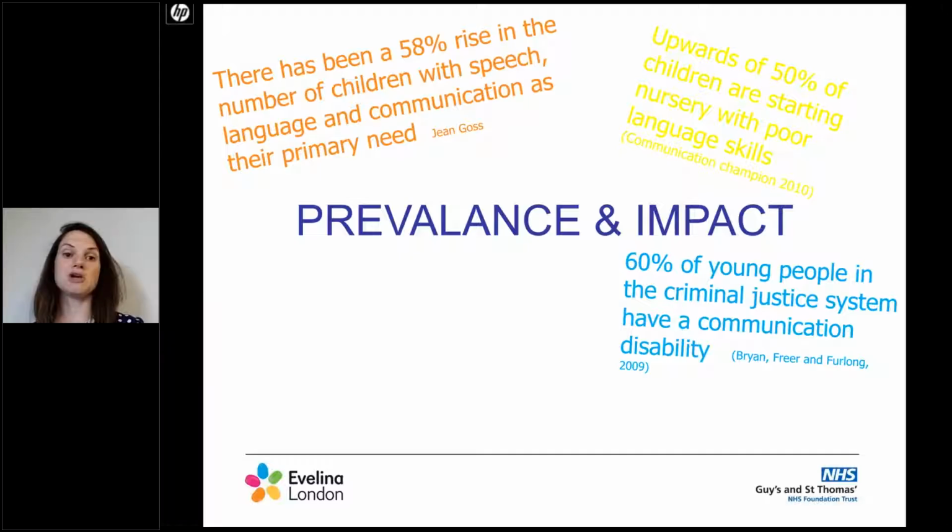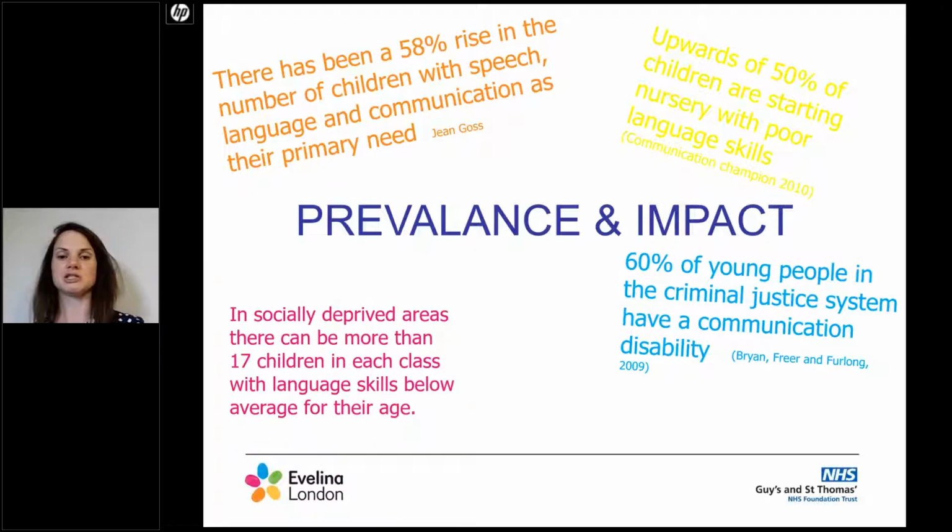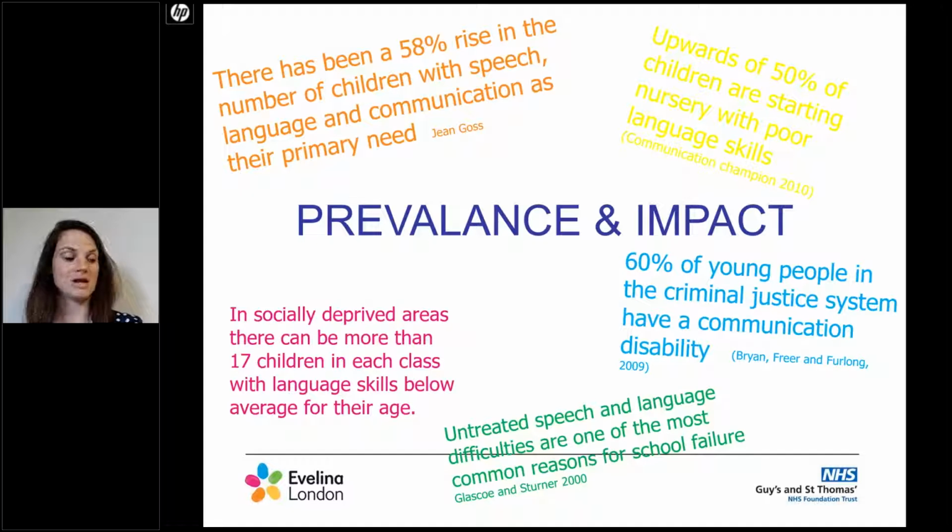There's recently been a 58% rise in the number of children with speech, language and communication as their primary need. So this is on the up. Speech and language difficulties are increasing across the board. And in socially deprived areas, so this includes most of London, there will be more than 17 children in each class with language skills below the average for their age. So it's really shocking. And untreated speech and language difficulties are one of the most common reasons for school failure.